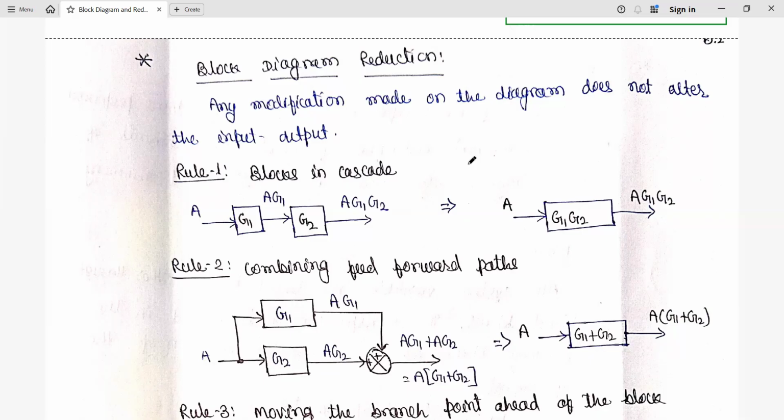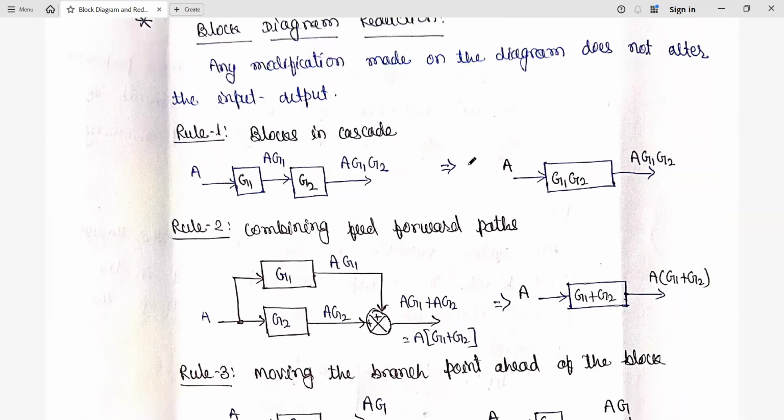For that, we have a few rules, a total of 11 rules. All rules are important, but maybe not all rules are applicable in a practical block reduction. Few will be applicable, few will not, depending upon the given situation.